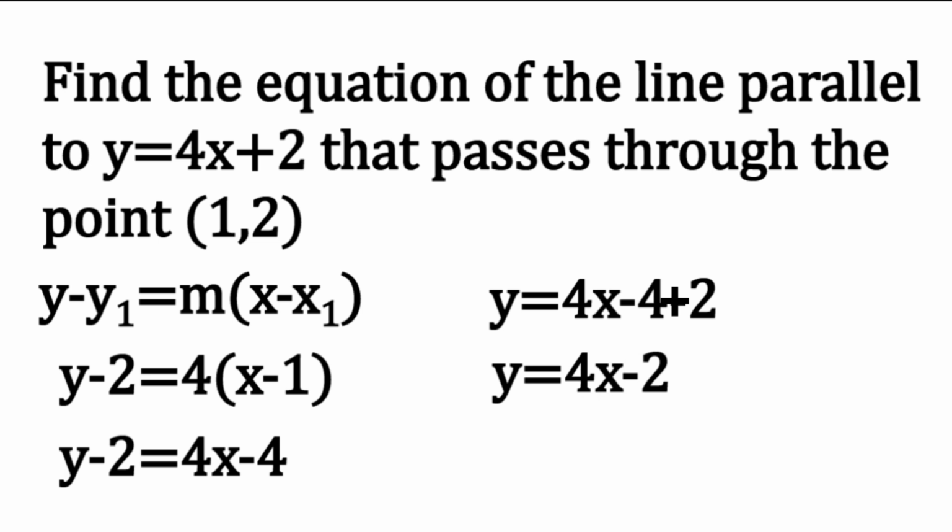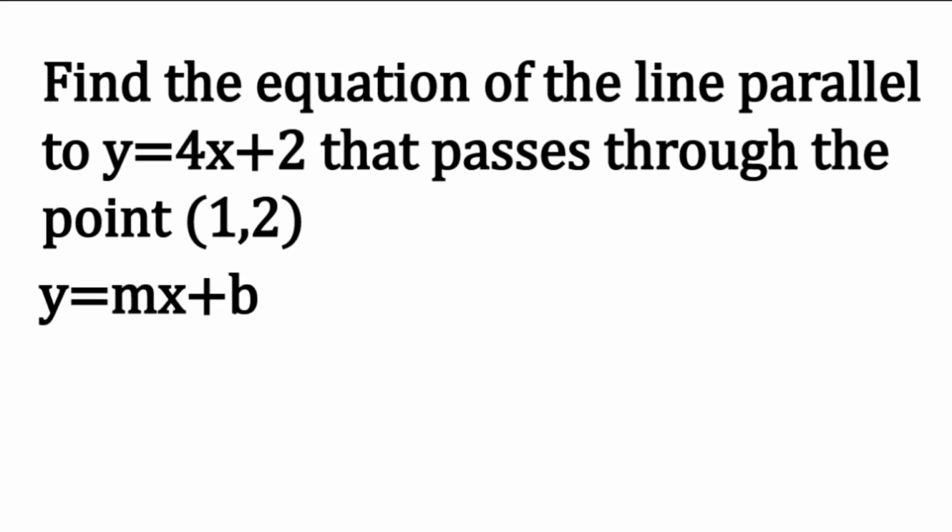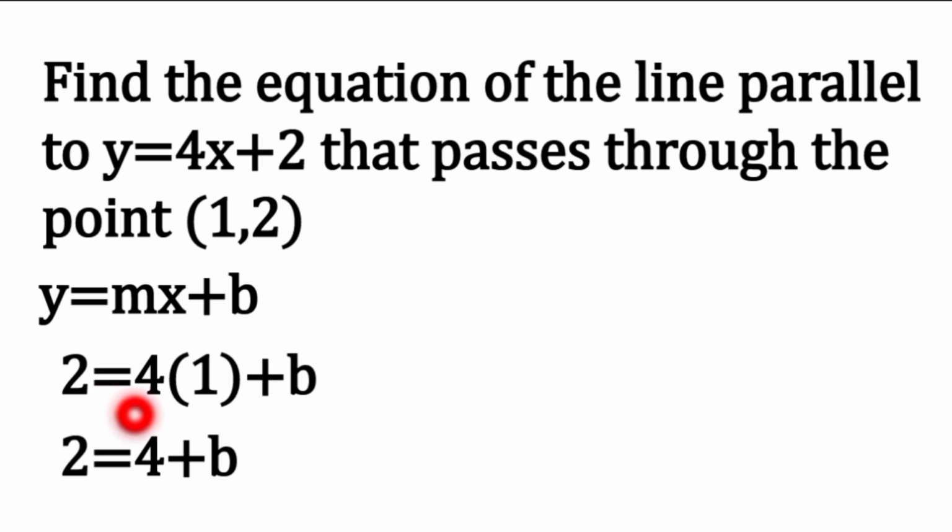We can also have another way of solving this one. We have the slope-intercept form. The second possible solution to this is y equals mx plus b. So we know that our slope is 4, and we can substitute 1 and 2 to x and y to solve for the y-intercept. So we have 2 equals 4 times 1. Our slope is 4, our x is 1, plus b. So this is 2 equals 4 plus b, or we can interchange this into b plus 4 equals 2.